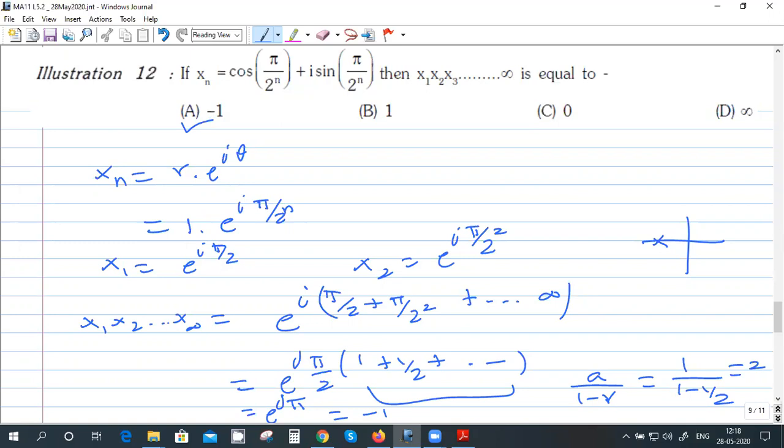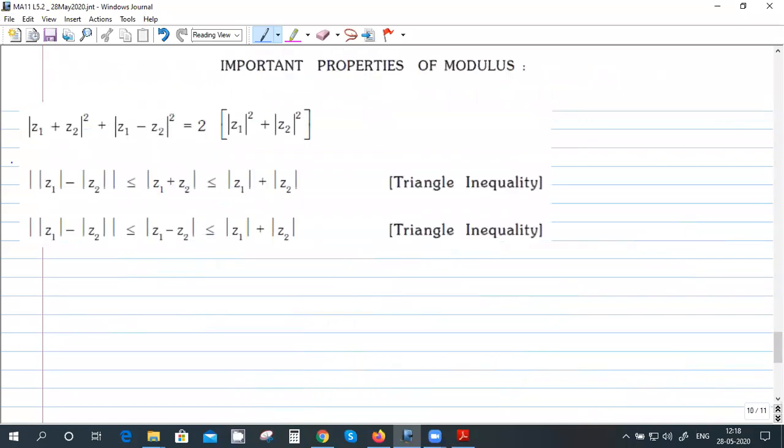So yes, if the complex number is always of the form r into cos theta plus i sin theta, then it means that the angle is theta. So here the angle is pi by 2 raised to the power n. Right. It's clear, no? Okay.